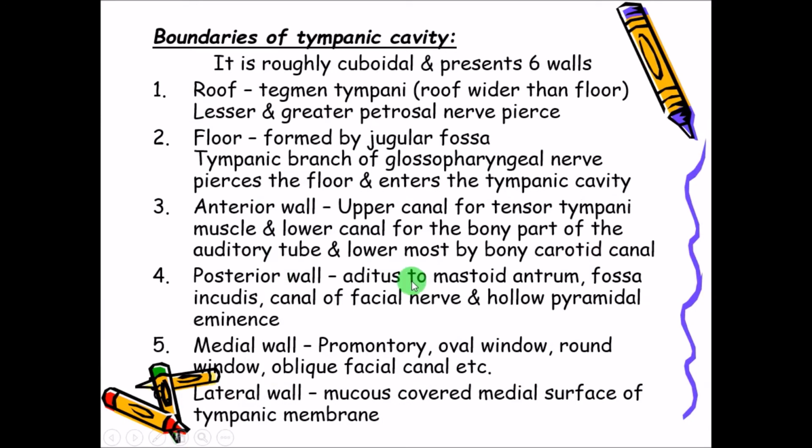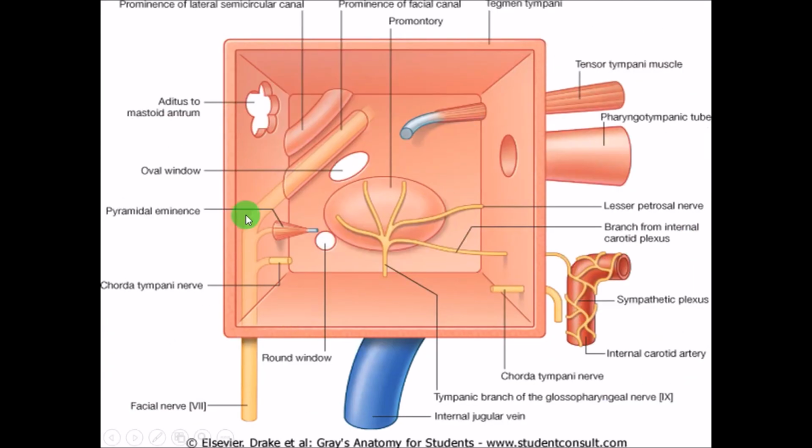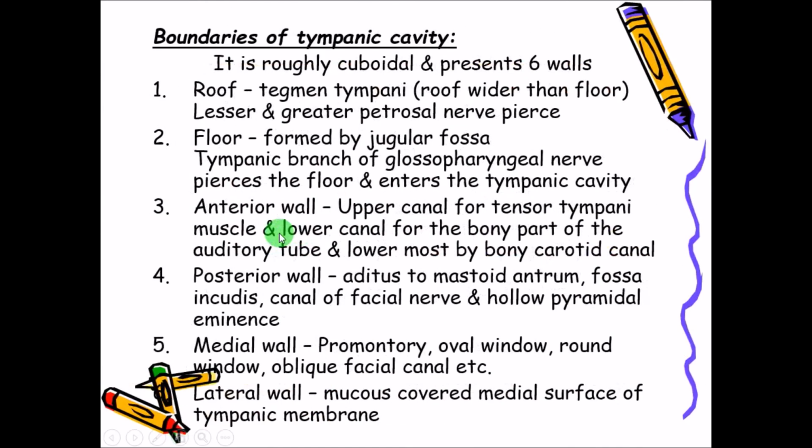The posterior wall will have the auditus to the mastoid antrum, the fossa incudis, the canal of the facial nerve, and the hollow pyramidal eminence. So here you can see the prominence of the lateral semicircular canal. Then we have the canal for the facial nerve. This is called the facial canal, and the pyramidal eminence of the stapedius muscle. So all this will be present here.